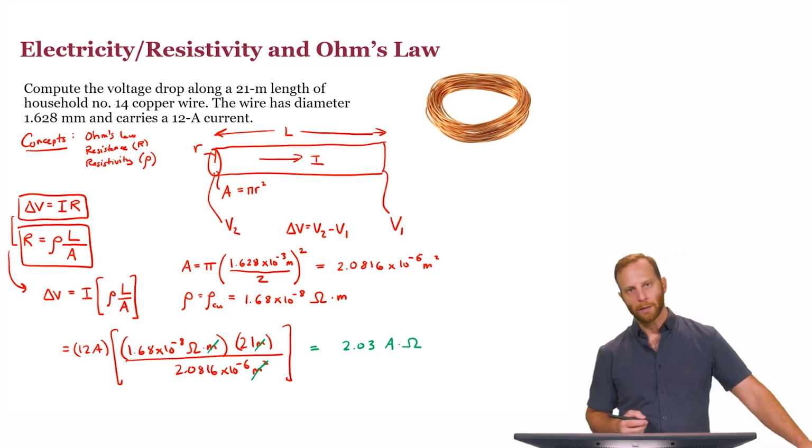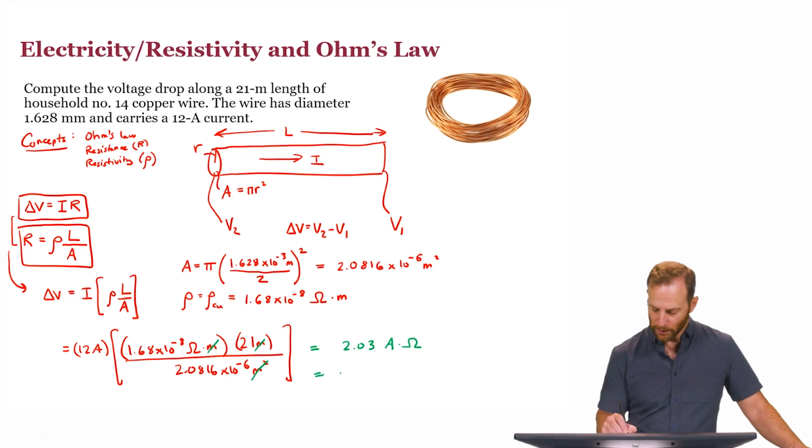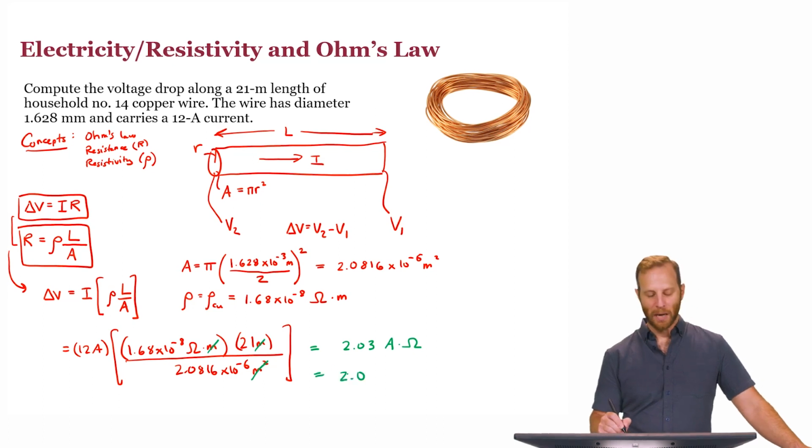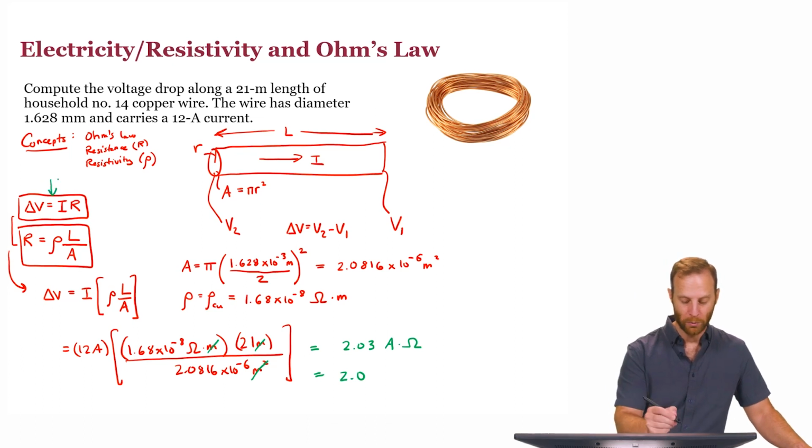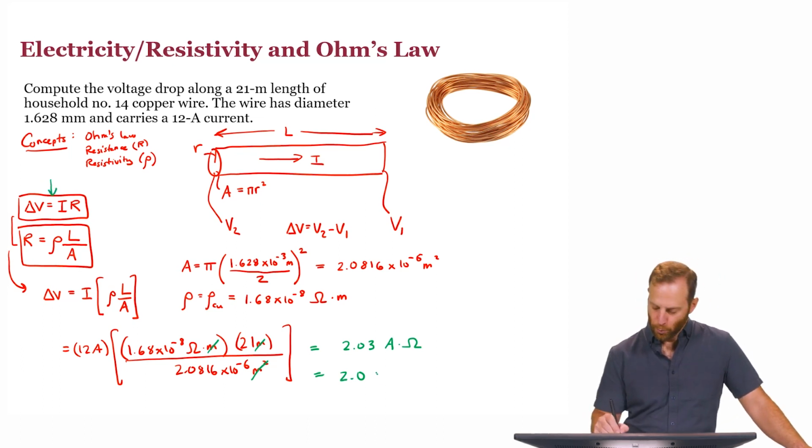We are limited to an answer with 2 sig figs, and so I'll write this as 2.0 amps times ohms. That has the same units as volts, which must be the case if you look here at Ohm's law. 2.0 volts for our final answer.